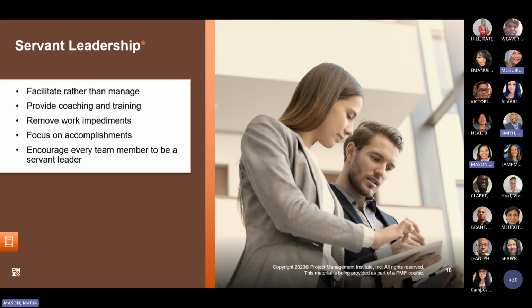To help reflect this change, many organizations use the term project leader rather than project manager. And I personally don't necessarily like to say, oh, I'm somebody's manager, right? I like to say I lead the team of so and so. It feels like a better term to me.